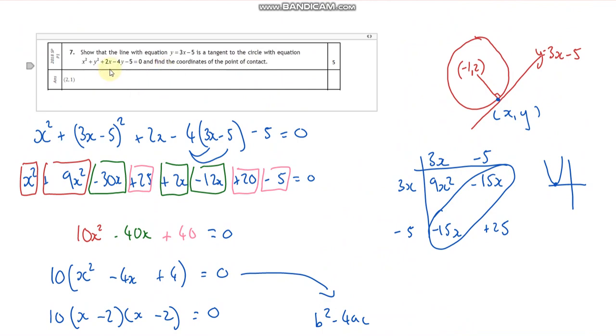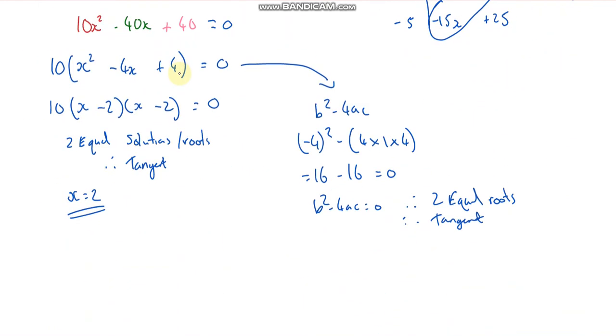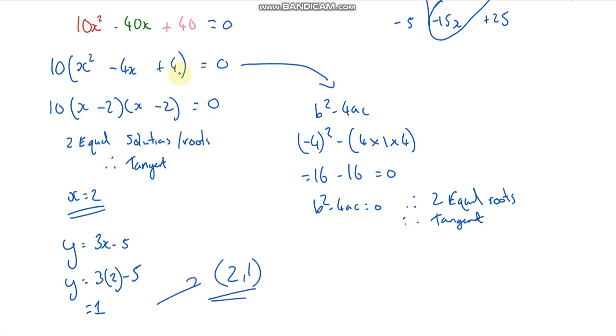I just need to get the point of contact. So I'll sub into 3x take away 5. I'll just say y is equal to 3x take away 5, and my y value then is going to be 3 times 2 take away 5, so it's going to be 1. So the final answer is 2, 1. My x and my y. Point of contact. Nice one.